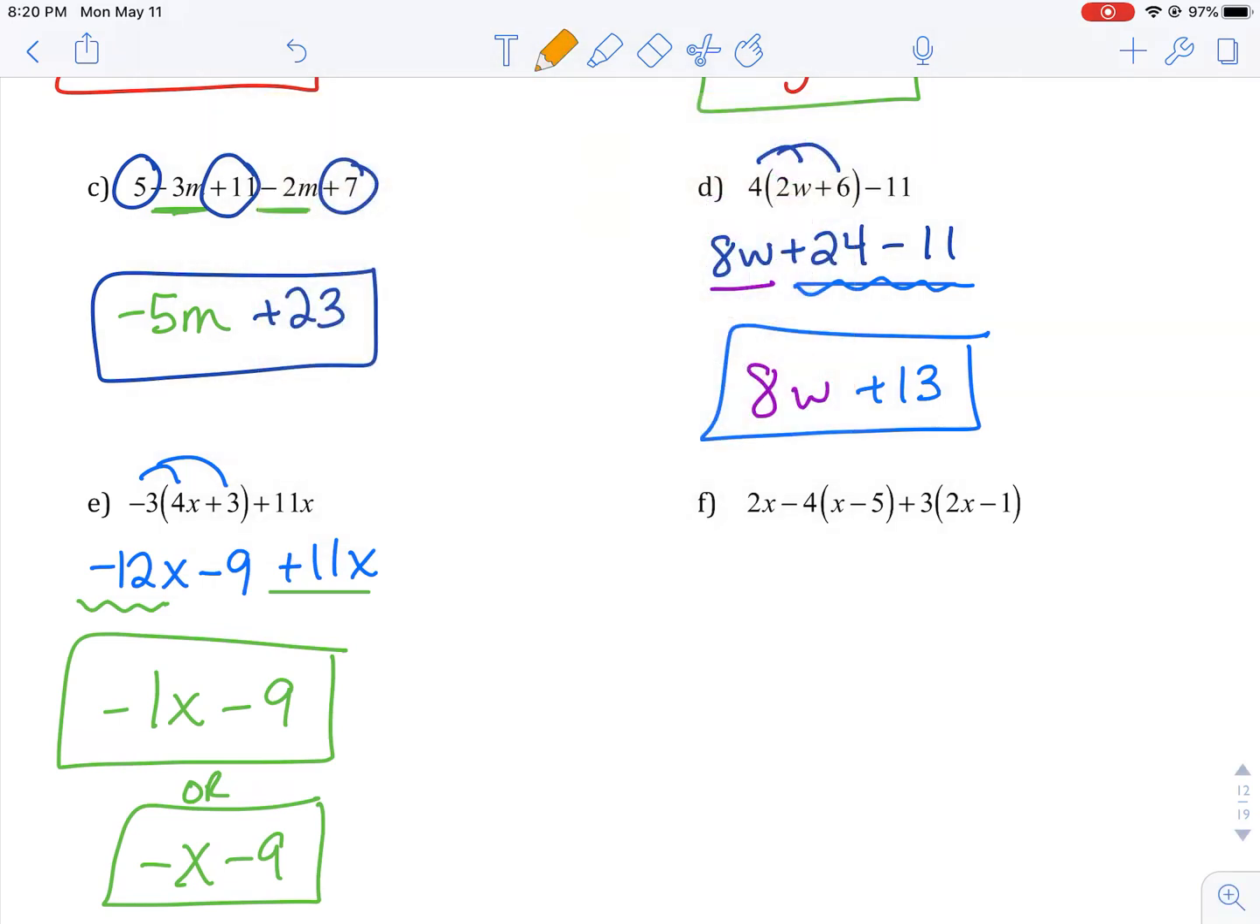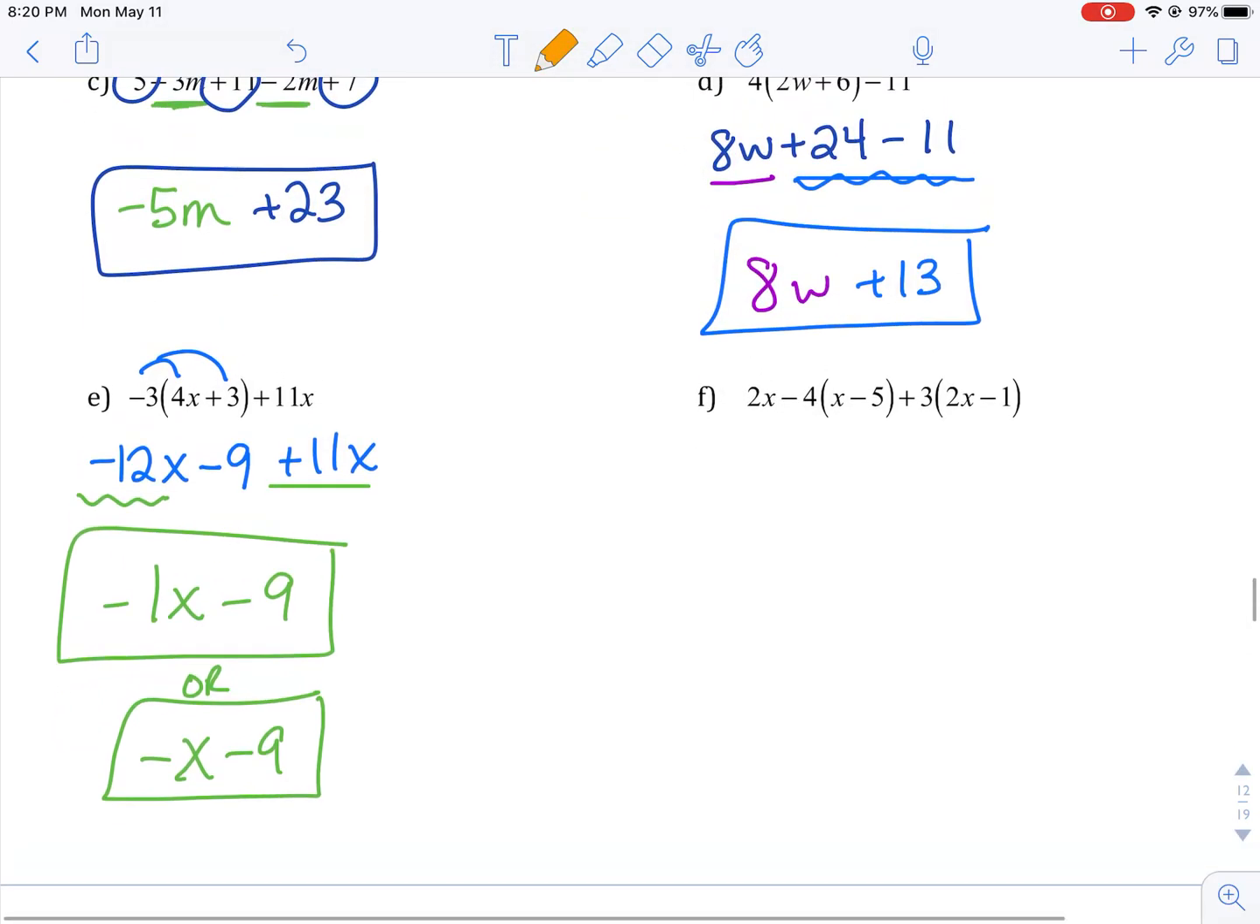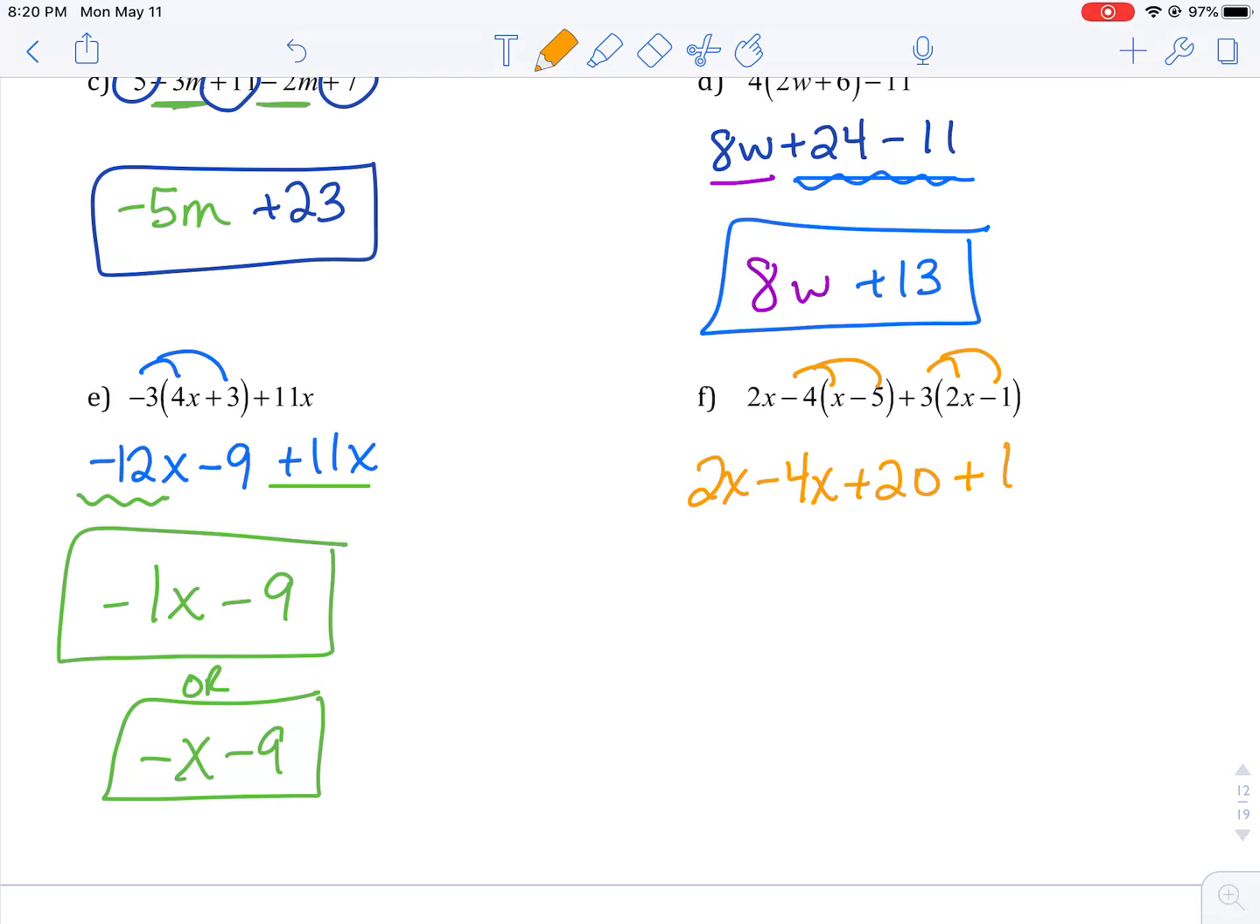All right, if we take a look at letter F, which is our last one like this, notice that it just looks a little bit bigger. So I start with a 2x. I've got to distribute here, which gives me -4x, and then a negative and a negative gives me +20. I've also got to distribute the 3, so 3 times 2x is 6x, and 3 times negative 1 is negative 3.